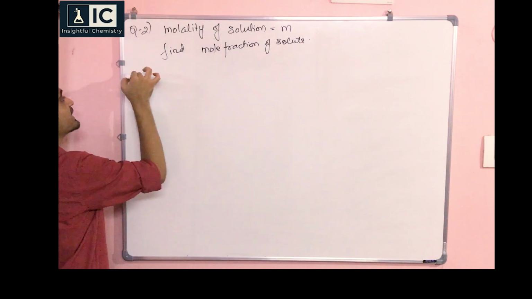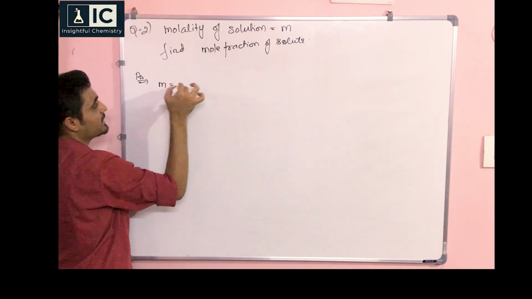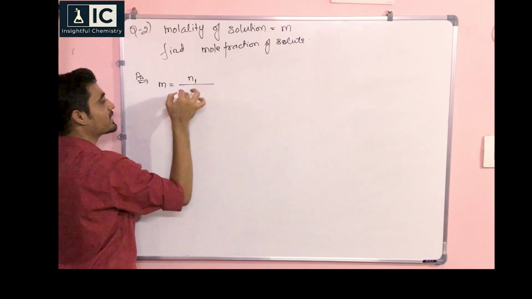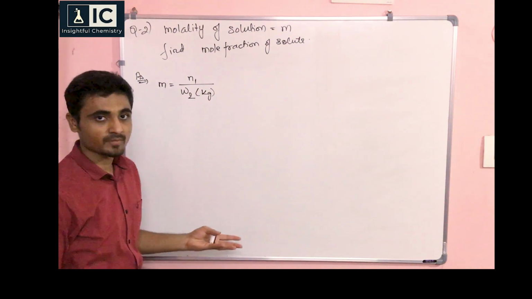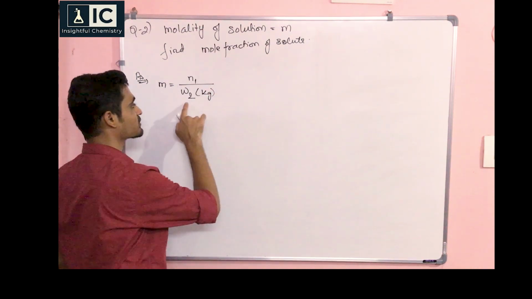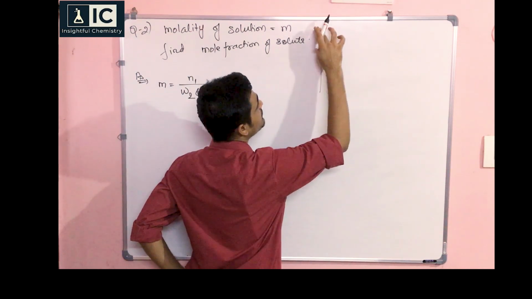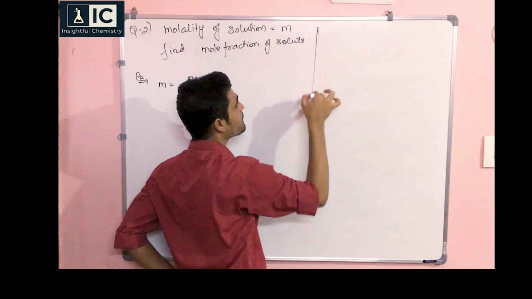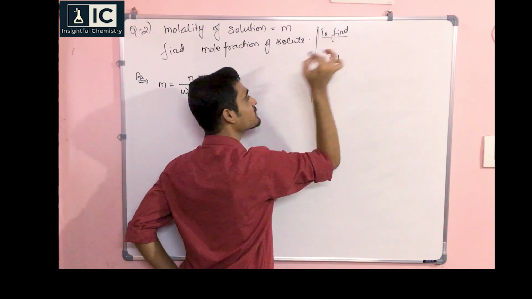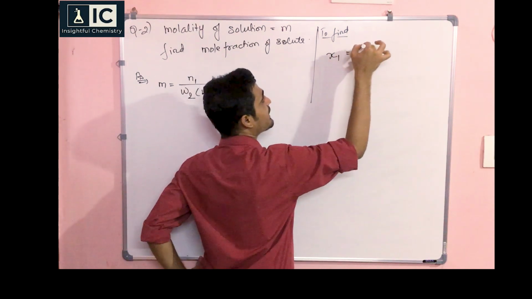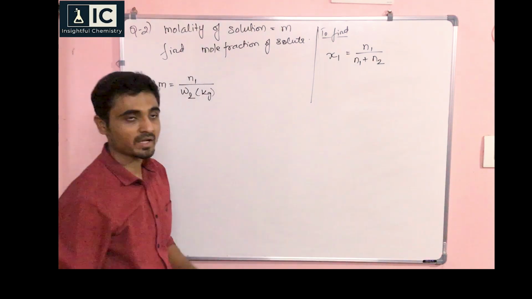How to start? Again, as I said, first of all, what is given? Molality. So write what is given. It is moles of solute divided by weight of solvent in kg. Right? Moles of solute divided by weight of solvent in kg. What you have to find is mole fraction of solute. So to find, what is it? Mole fraction of solute is N1 over N1 plus N2. Right? Very simple.